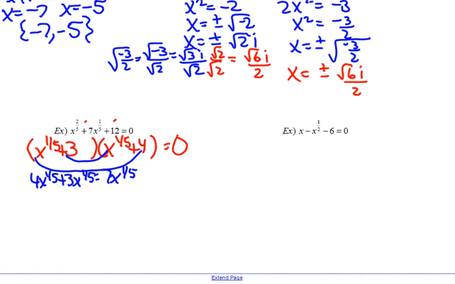Okay, set each factor that contains a variable equal to 0. Now remember, to get rid of this, I'm going to take both sides to the 5th power. So I'll do this in blue so we can see to the 5th and to the 5th. Okay, negative 3 to the 5th power is negative 243. All right, let's do the other factor.